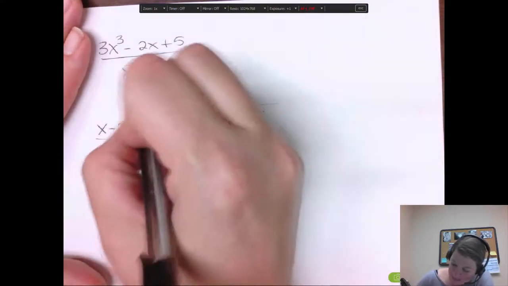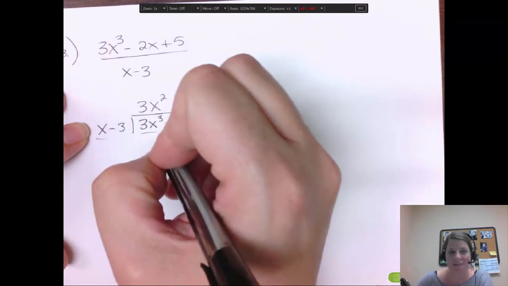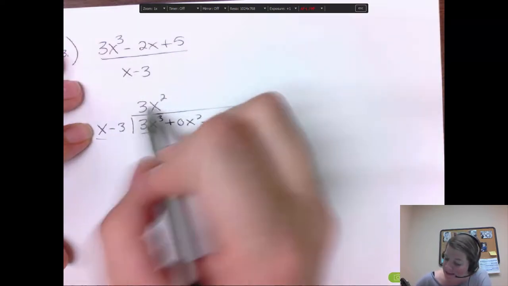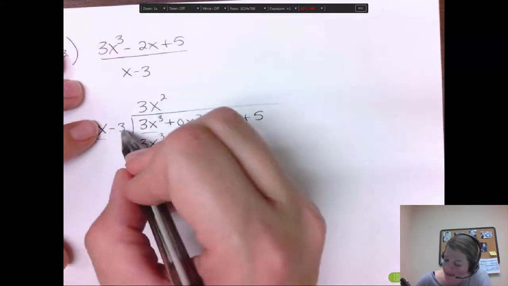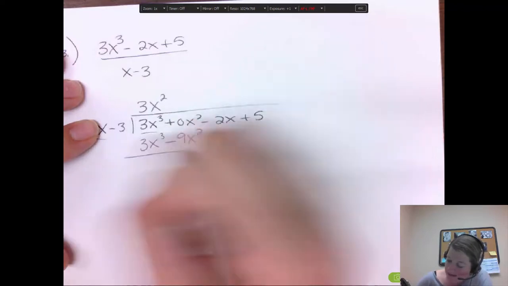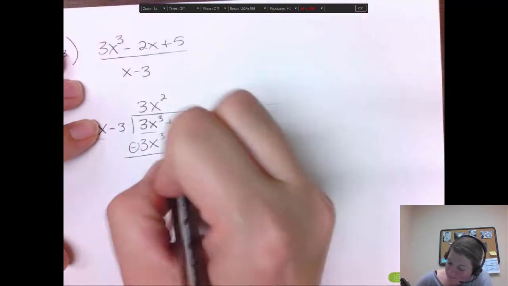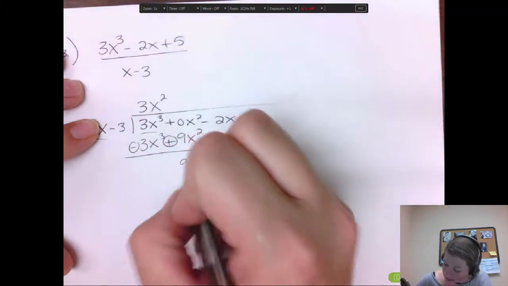So again, let's look at this one and this one. X times 3 would give us the 3, and then x squared times x would give us the x to the third. Then I take this times this, and I get the 3x to the third, and then 3x squared times negative 3 would give you negative 9x squared. Then I change my signs, and I add down. So 0 plus 9 of them is 9 of them.